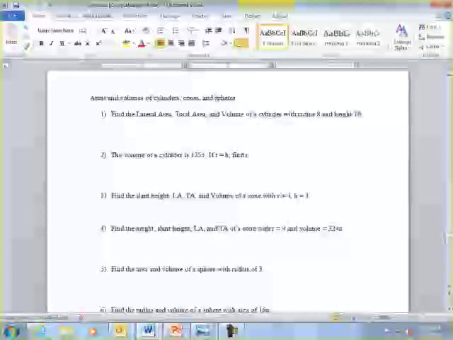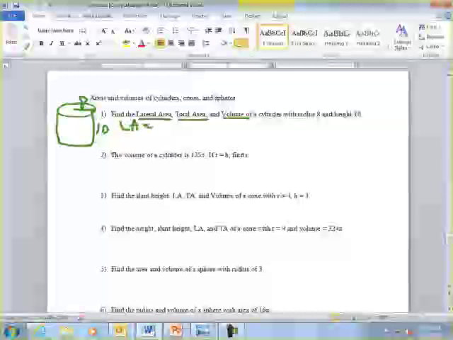All right, let's go ahead and look at these examples. So for question number 1, we're asked to find several things: lateral, total, and volume of a cylinder. So we can draw a picture if you want. You don't have to. But we can draw a picture of a cylinder here. We have a radius of 8 and a height of 10.